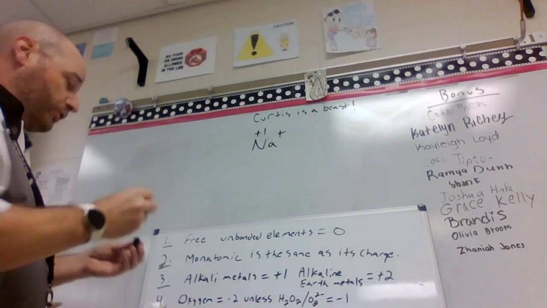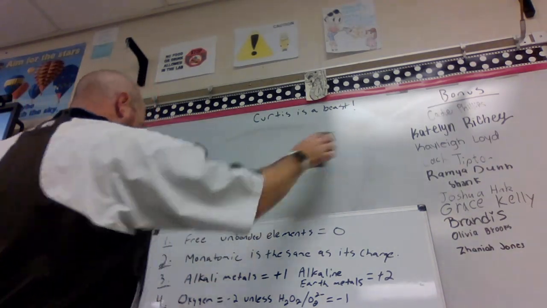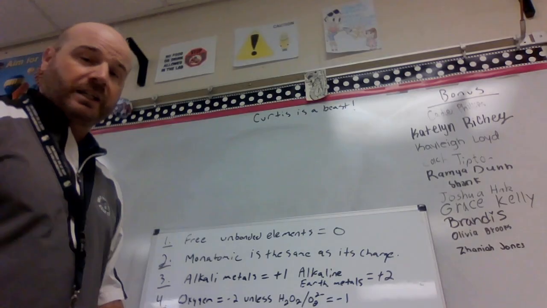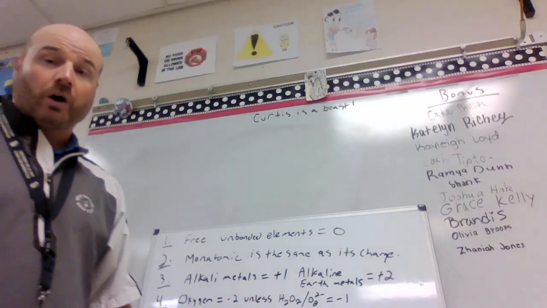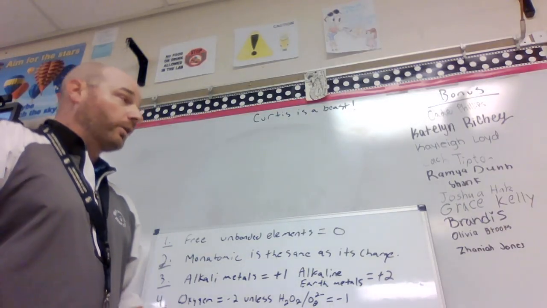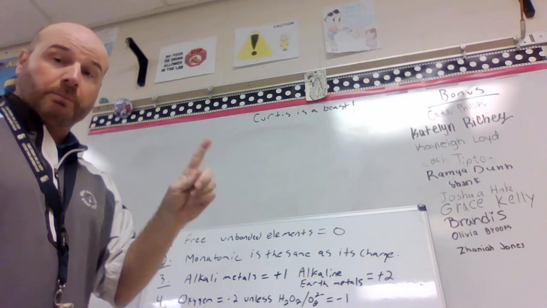Okay, now we move on to rule number 3. Super important because we are going to see a lot of alkali metals and alkaline earth metals within our compounds as we're assigning our oxidation numbers. So alkali metals, group 1, +1.